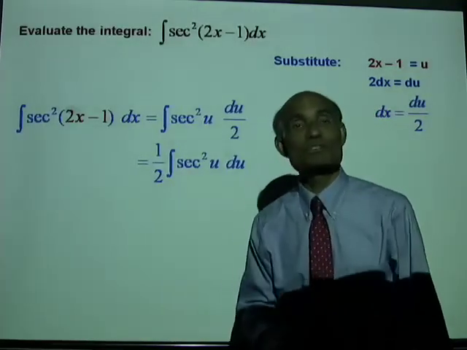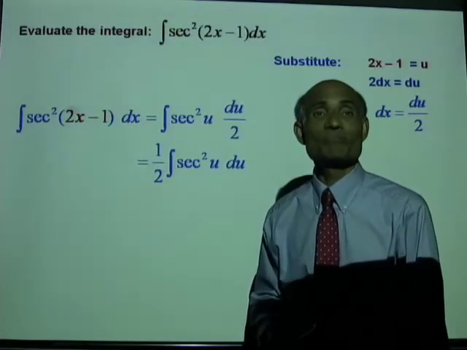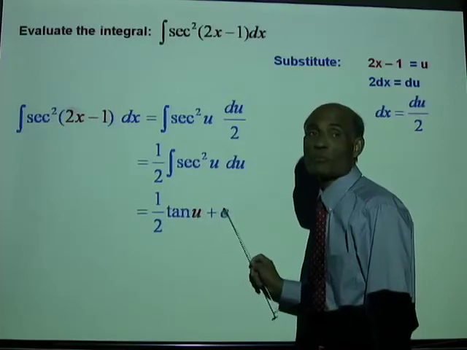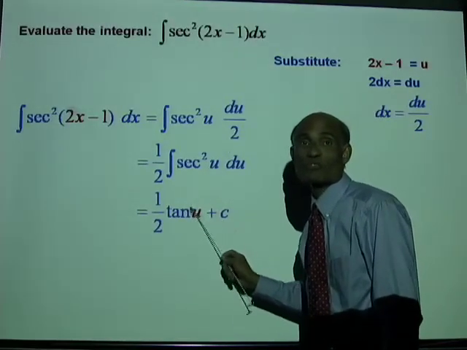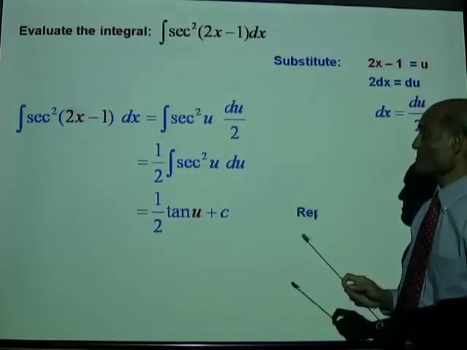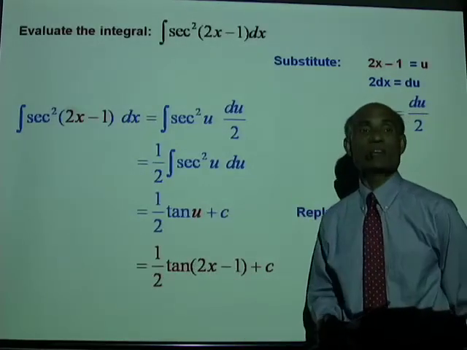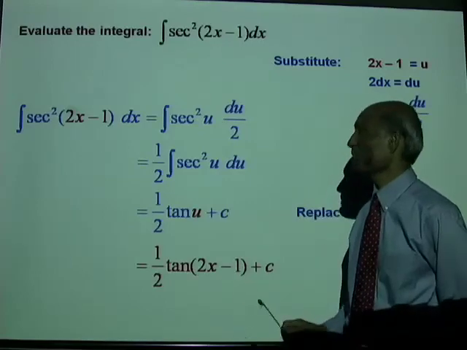And what is integral secant squared u du? It is tan u. So that will be 1/2 tan u plus c. And now replace your u. That is 2x minus 1. So the result is 1/2 tan of 2x minus 1 plus c.